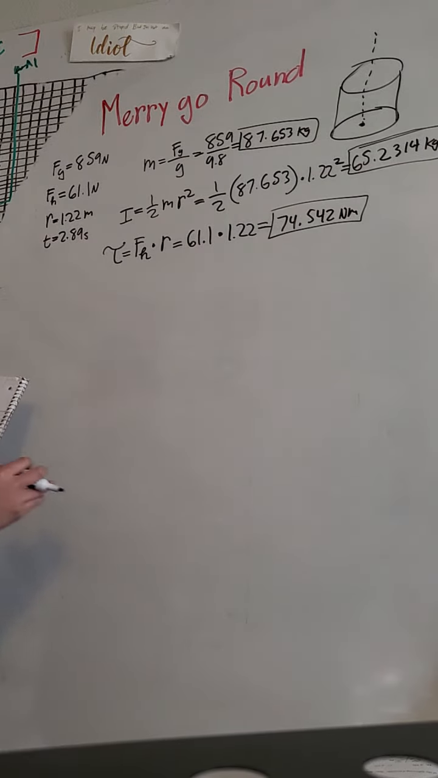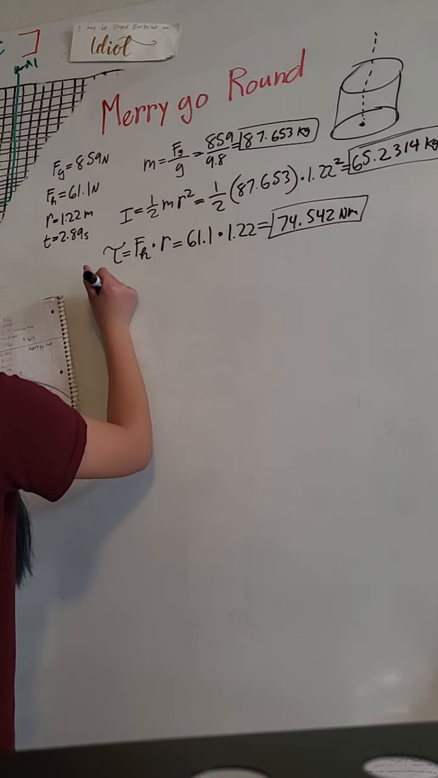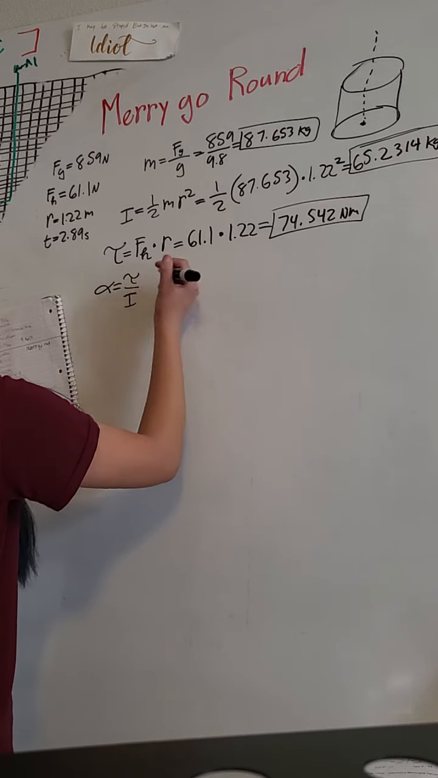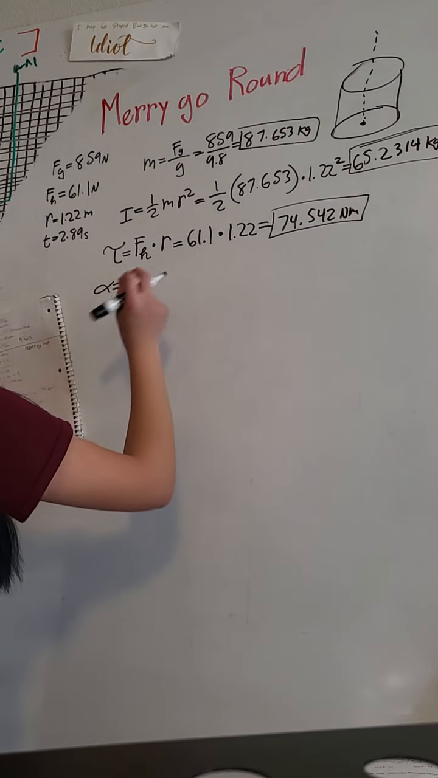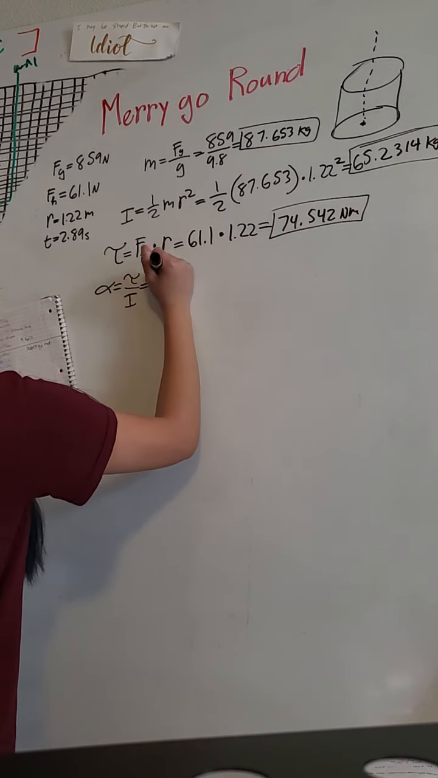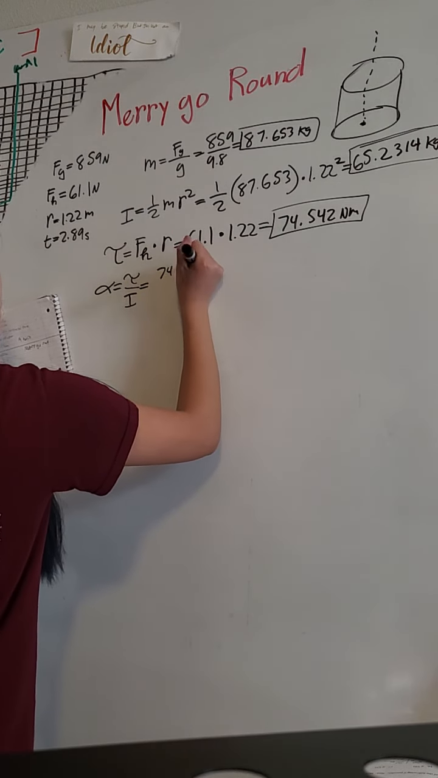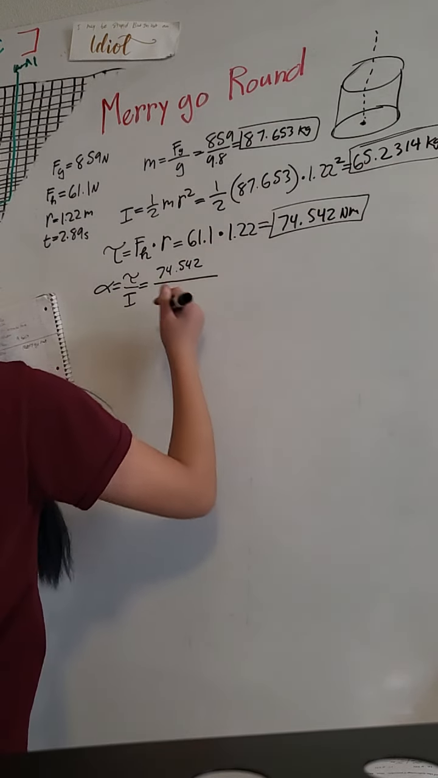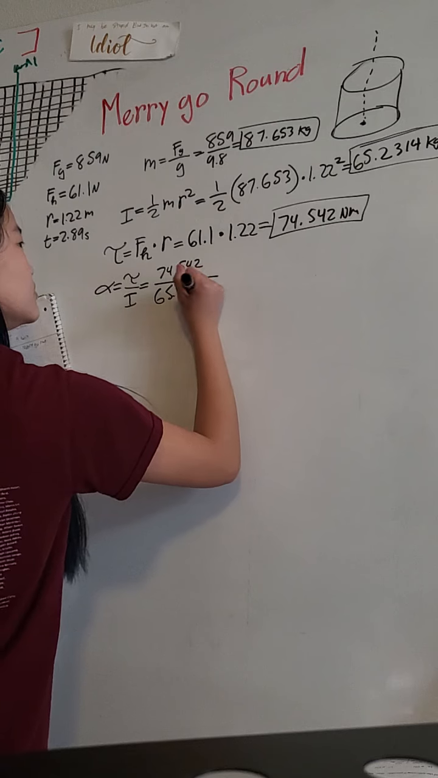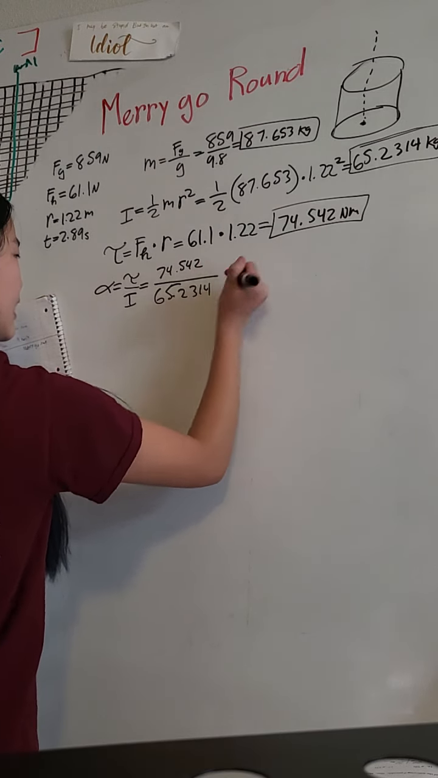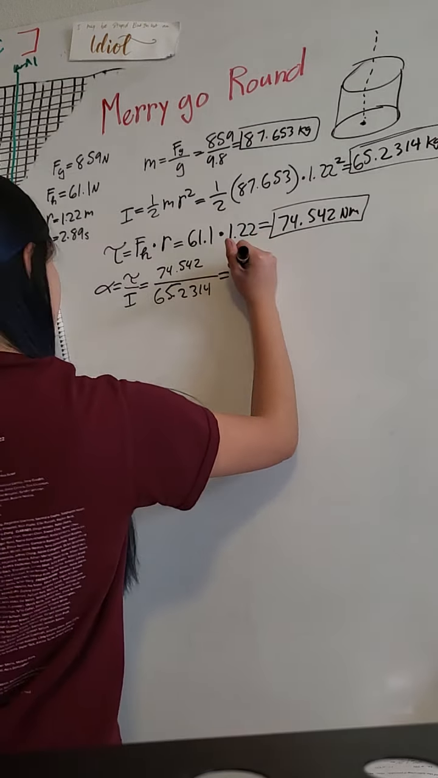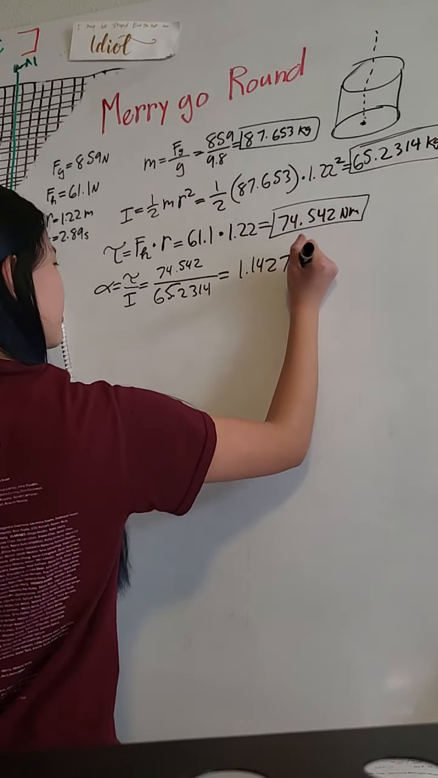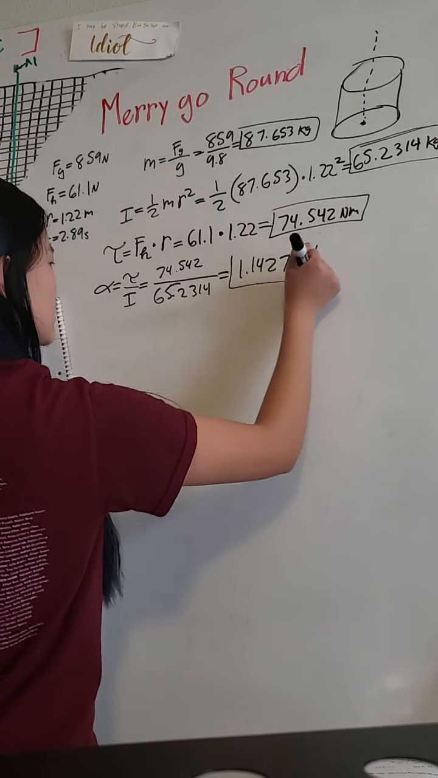The next thing we need to do is find the angular acceleration, which is alpha equal to tau over inertia, I. If we sub in the torque that we found, that's 74.542 all divided by 65.2314, which is what we found right there. The angular acceleration then gives us 1.1427 radians per second squared. Hold on to that number for now.